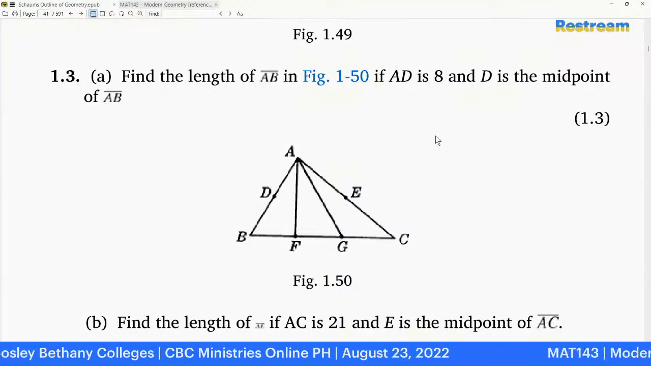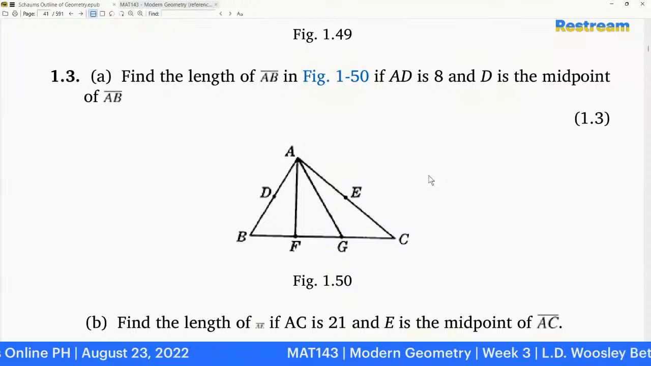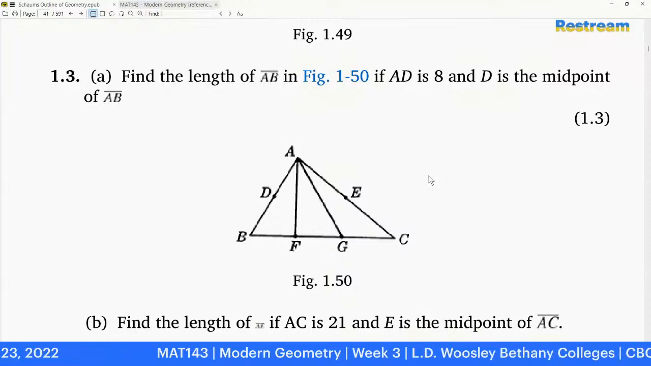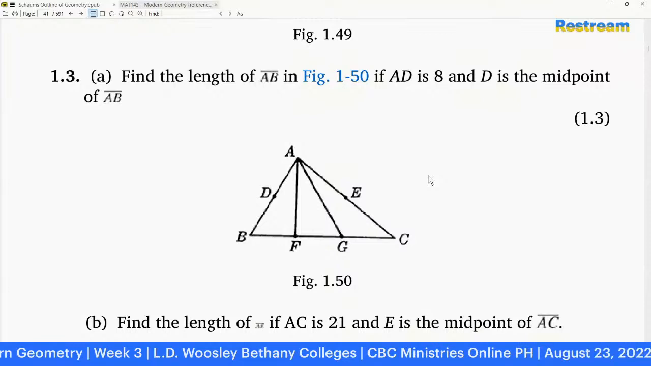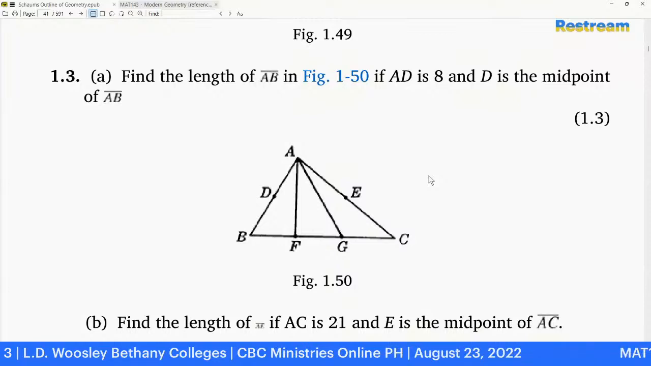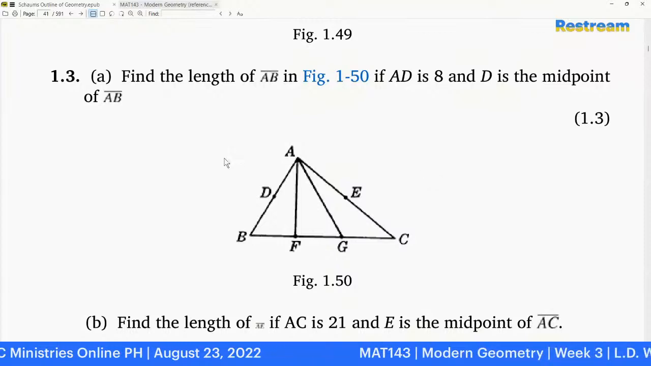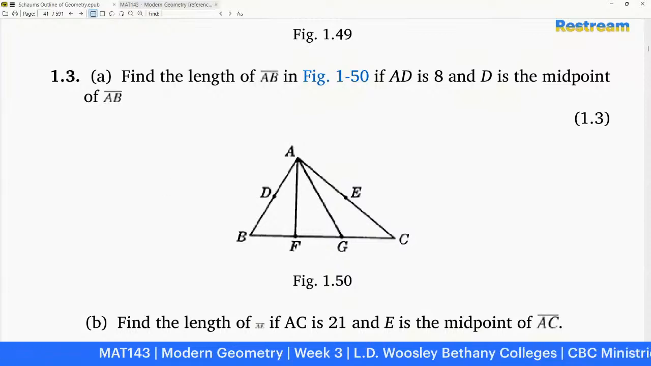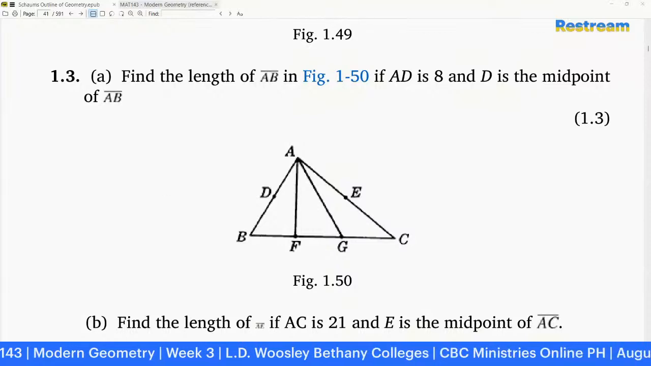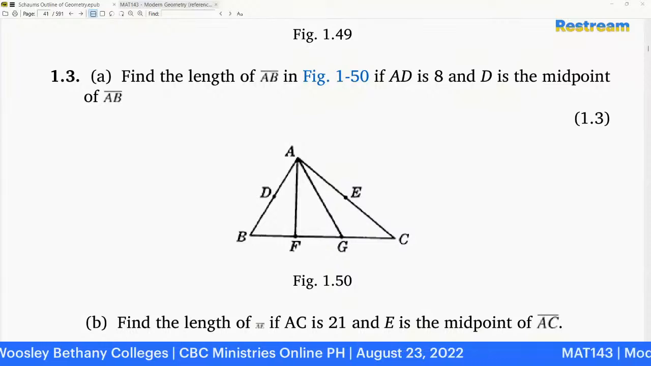Kay Acel naman tayo magsimula. So here, letter A, find the length of AB on this figure 1-50 if AD is equal to 8 and D is the midpoint of AB. Find the length of AB. So given na yung midpoint.